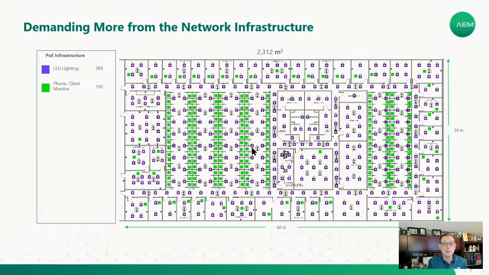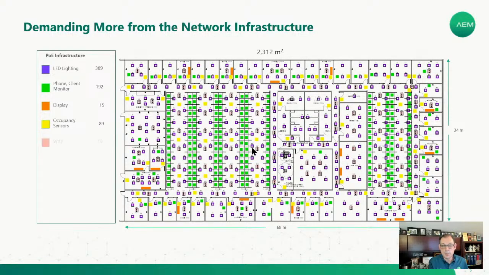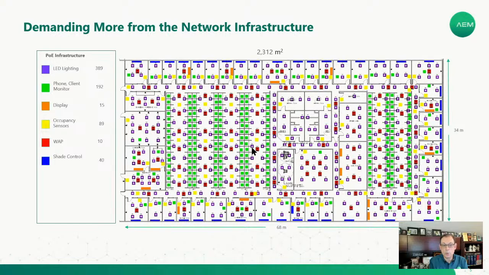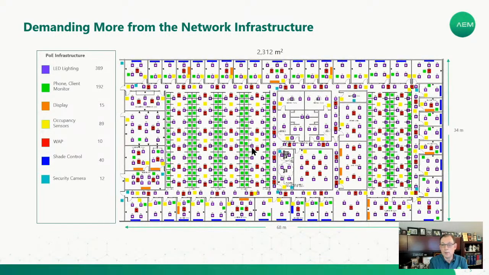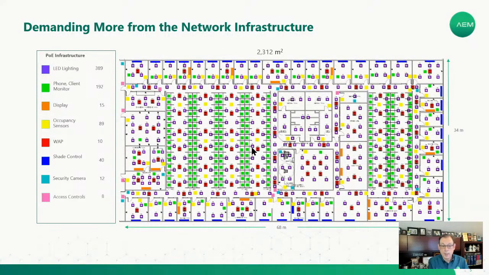As we mentioned, LED lighting, phones, client monitors, so your workstation monitors, things like that are being powered over PoE. Displays for conference rooms, large monitors for meeting rooms. You've got things like occupancy sensors that I mentioned earlier, wireless access points, shade controls for your windows can be not only linked via the network, but controlled and powered by PoE. Security cameras and access control.